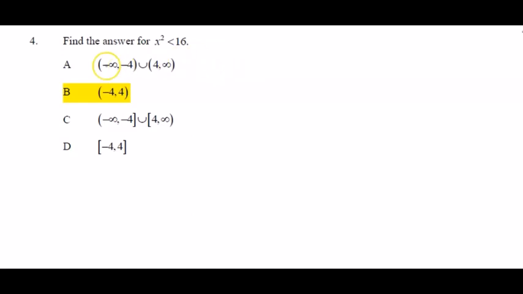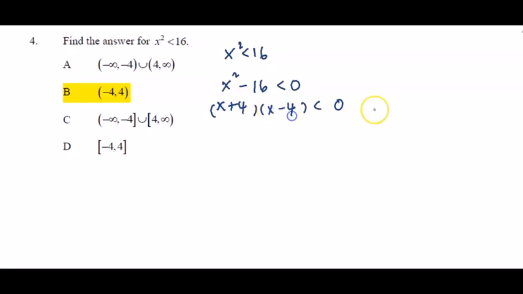And this is also a simple one. You're going to solve for the x. So x squared less than 16. So I'm going to move the 16 to the left hand side. I get x squared minus 16 less than 0. Trying to factorize, you will have x plus 4, x minus 4.